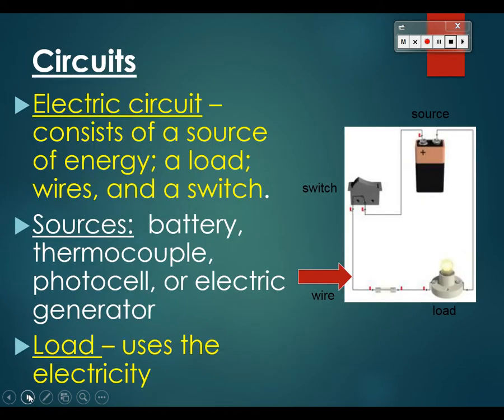Okay, a circuit just consists of a source of energy, a load, wires, and a switch. Your source of energy here is the battery. Your load is what's using the electricity, in this case a light bulb. The wire is a wire, and the switch turns it on and off.